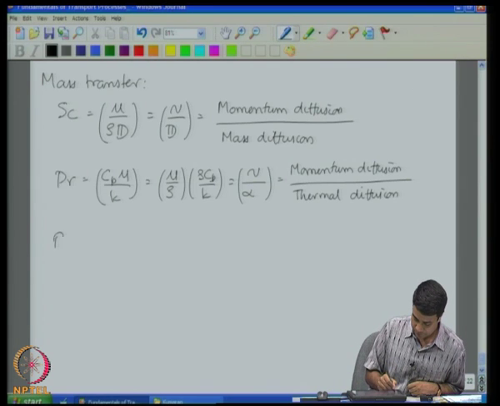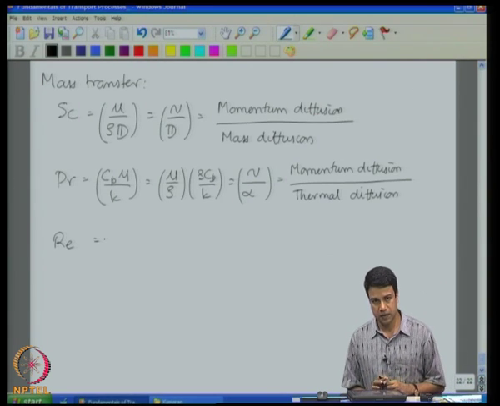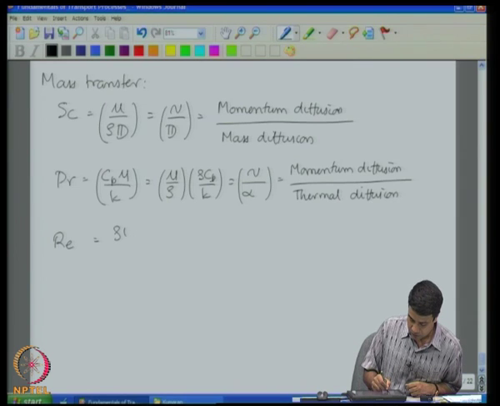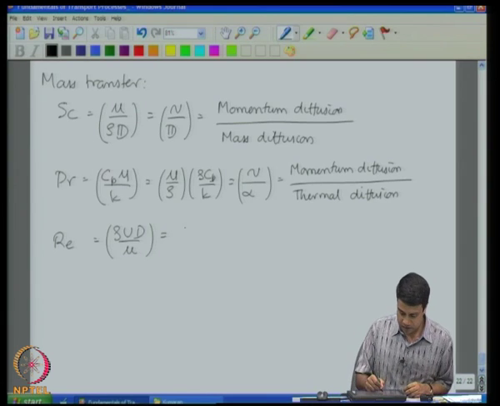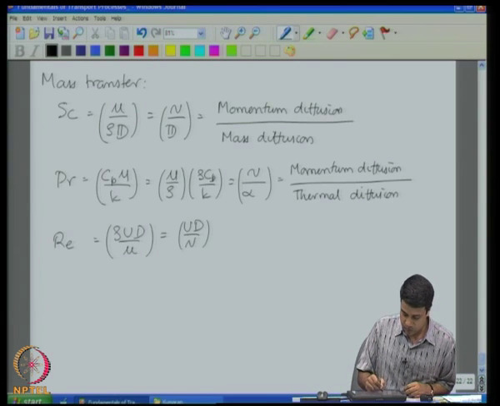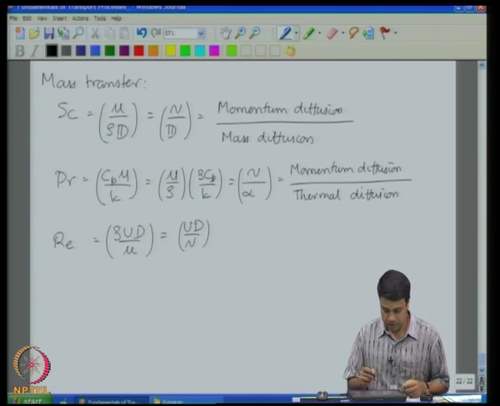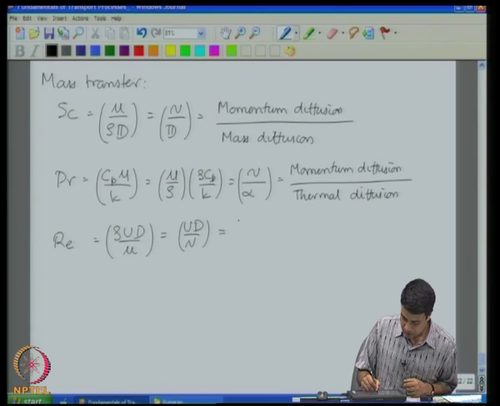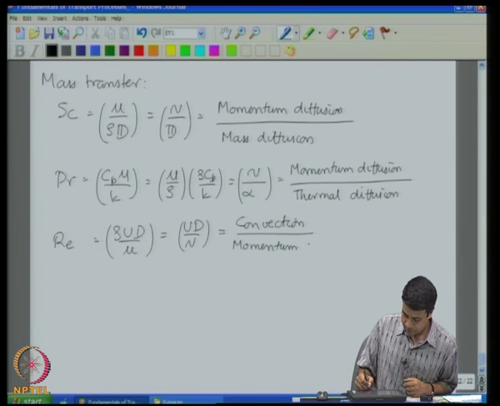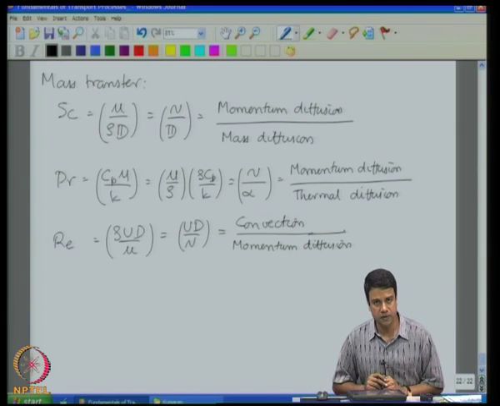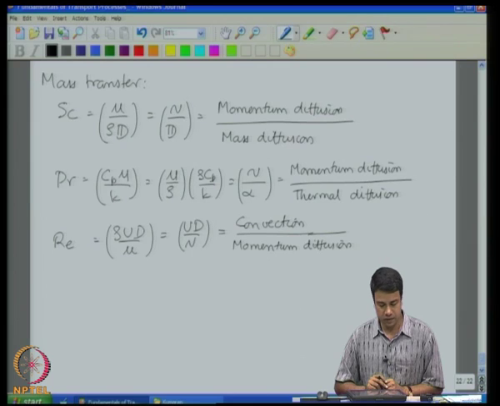Reynolds number, the Reynolds number that I had calculated earlier was rho u d by mu. This can be recast as u times d by nu, because mu by rho is the kinematic viscosity. So, this is going to be equal to convection by momentum diffusion. So, the ratio of inertia and viscosity can also be thought of as the ratio of convection and momentum diffusion.